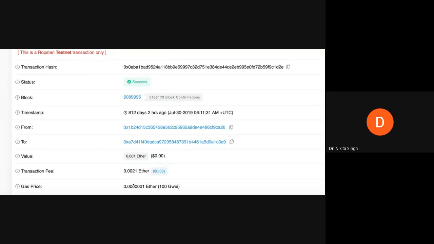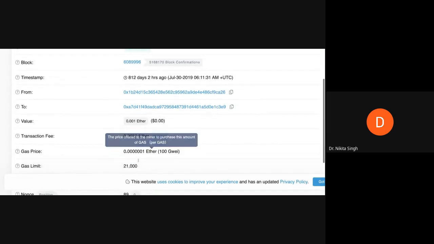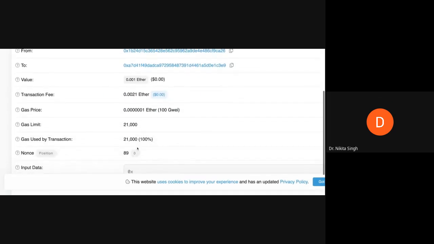Okay. And we have gas price, which we will see what it means, the gas limit, etc. We will see all these fields when we study transactions. But the point here is to understand nonce.